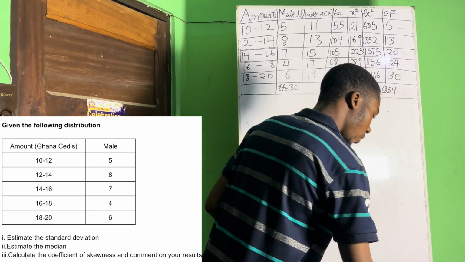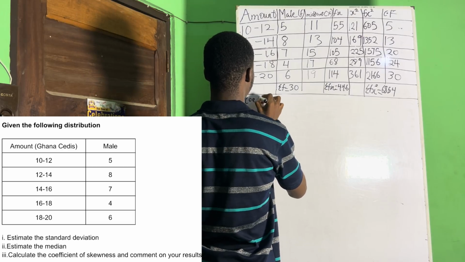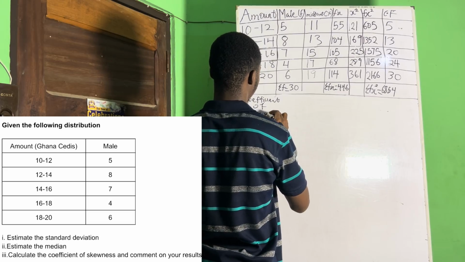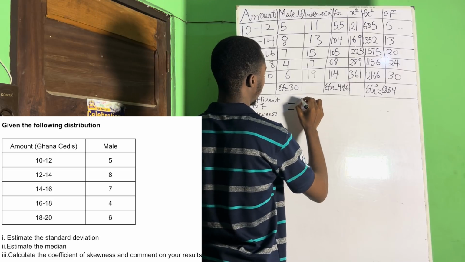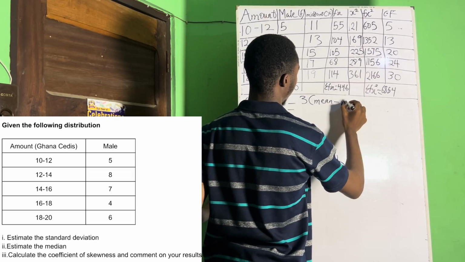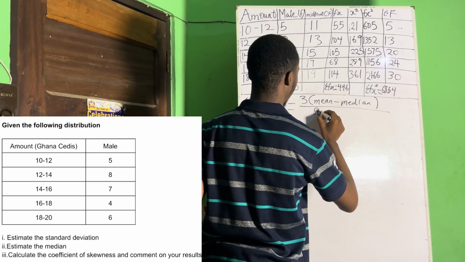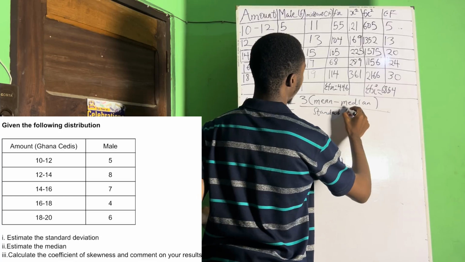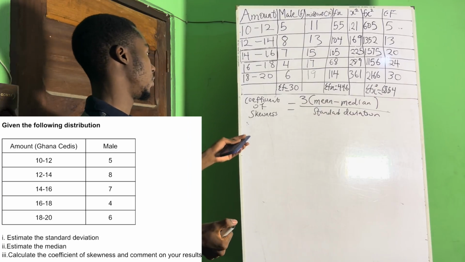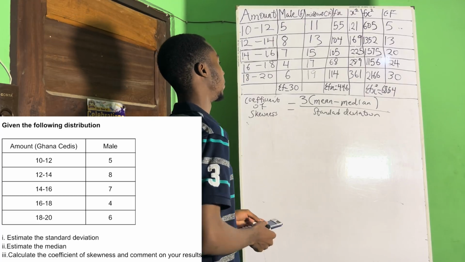So the formula for the coefficient of skewness, let me write it here. Coefficient of skewness is equal to 3 into brackets mean minus median over standard deviation. All right, so this is the formula for coefficient of skewness: 3 into brackets mean minus median over standard deviation. Now that we know that this is the formula, we can just substitute the values.